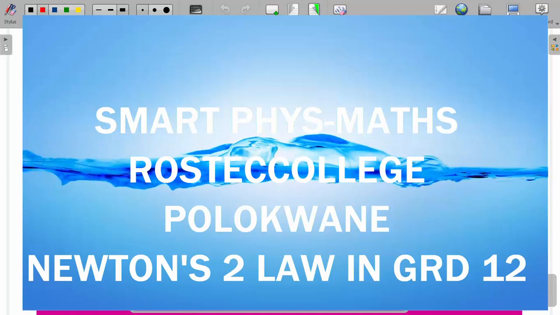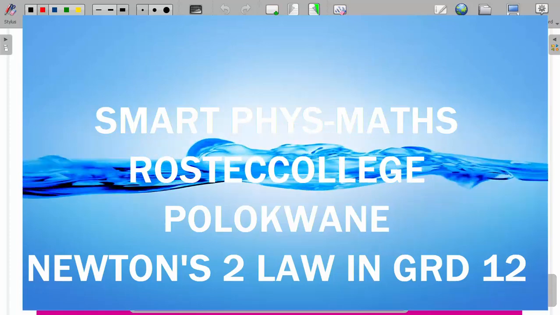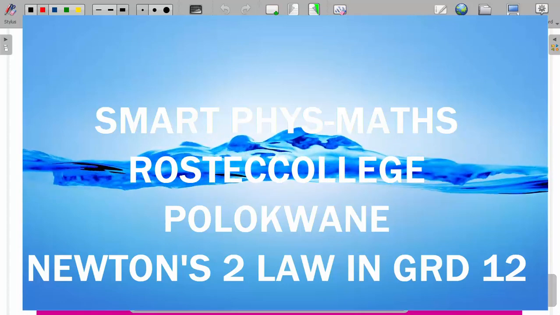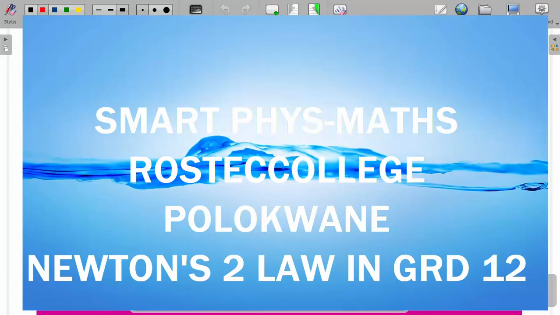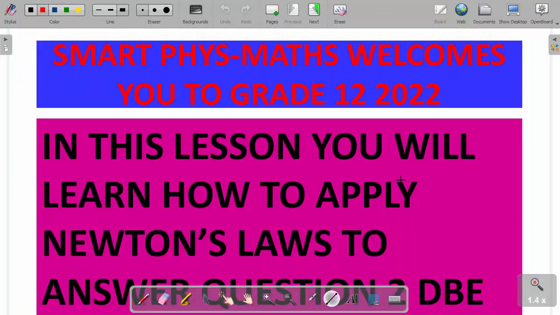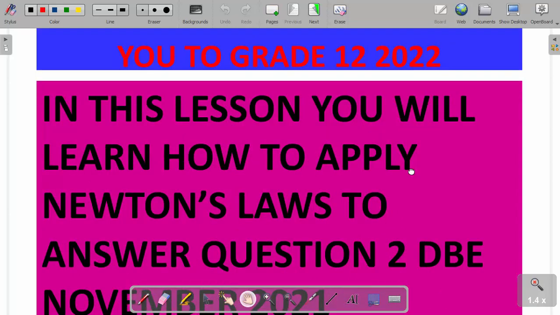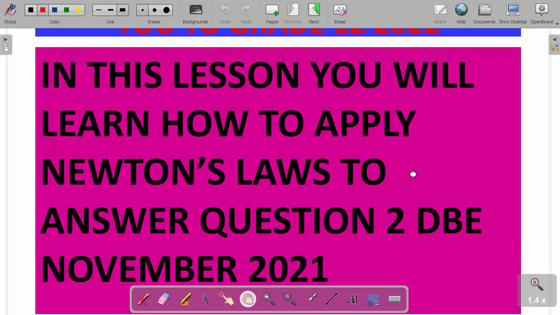I want us to go through Newton's laws of motion and see how we apply them to answer Question 2 of last year, 2021, so that we can make you ready for your test in term 1. In term 1 you're going to have Newton's laws, and with them you're going to do momentum, impulse, and also define momentum and impulse using Newton's second law of motion. So today I want us to see how this question was supposed to be done before it comes in your test. This question was done last year, November 2021.